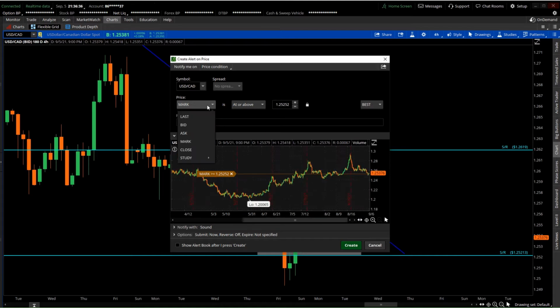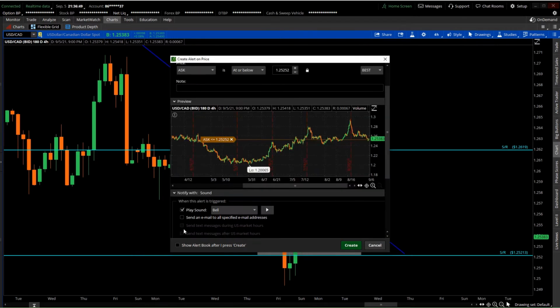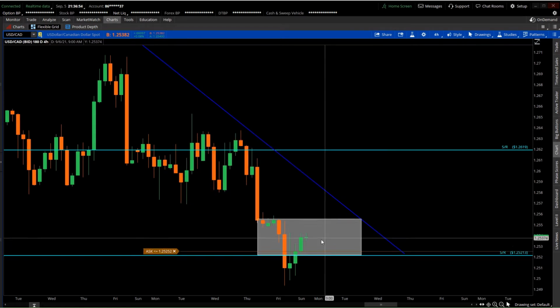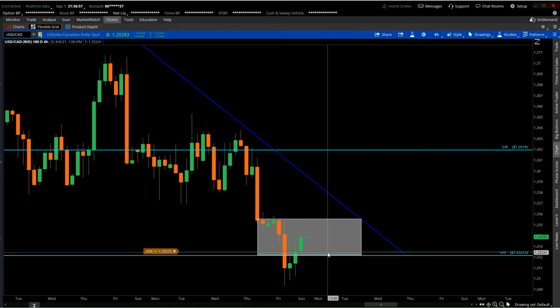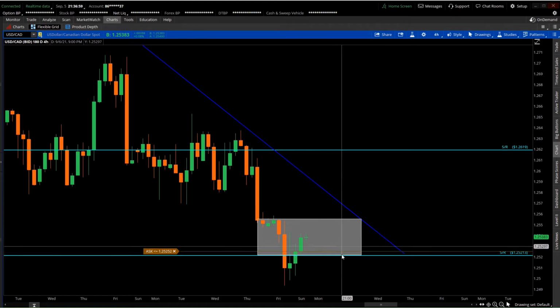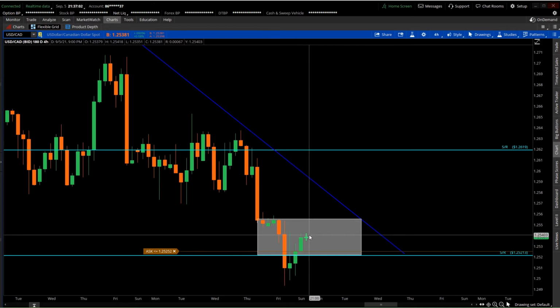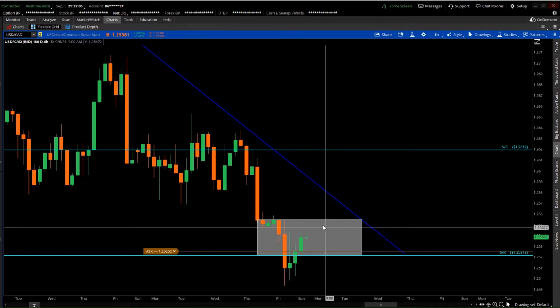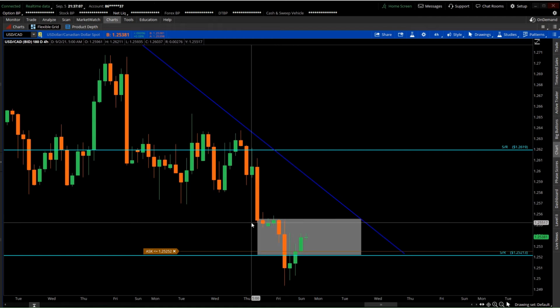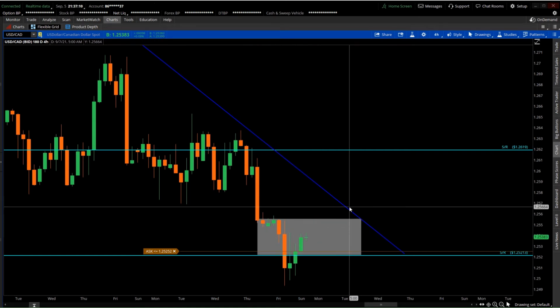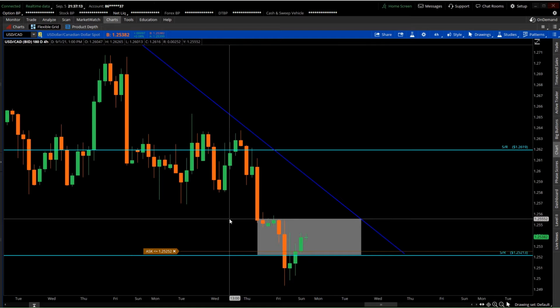So I'll say that because I want to take a long position, I want to enter at the ask price, right? So if the ask is at or below 1.25252, I want to be notified. This way I'll maybe find a potential entry here. Now in the event that price doesn't come down this far, at least I'm going to create another alarm here, so this way if there's a move towards the upside, I'll be notified then as well.